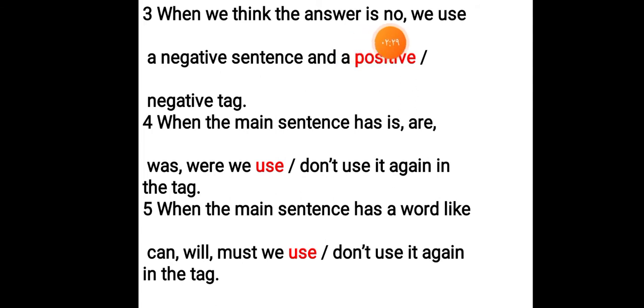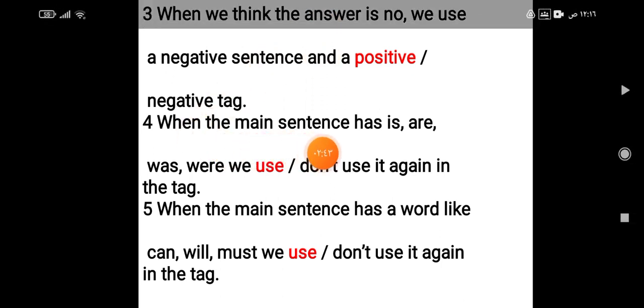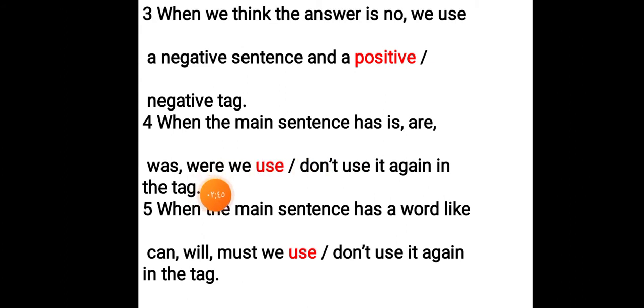When we think the answer is no, وعندما تكون الإجابة لا, we use a negative sentence and the question tag positive, ويكون السؤال المذيل مثبت. When the main sentence has is or was or where, we use it again in the tag.